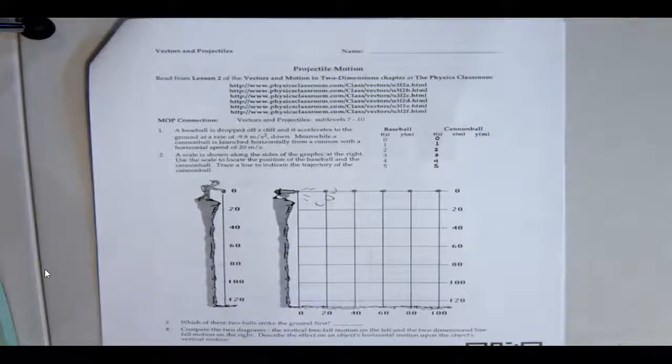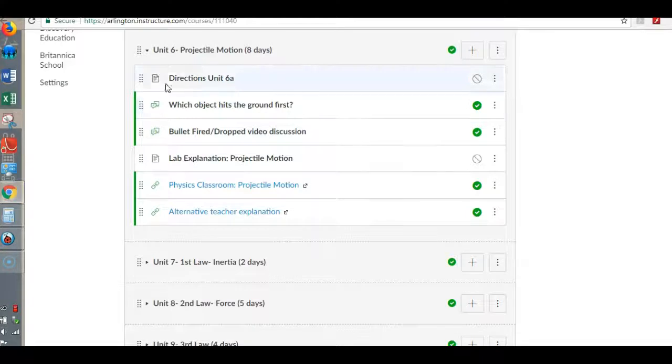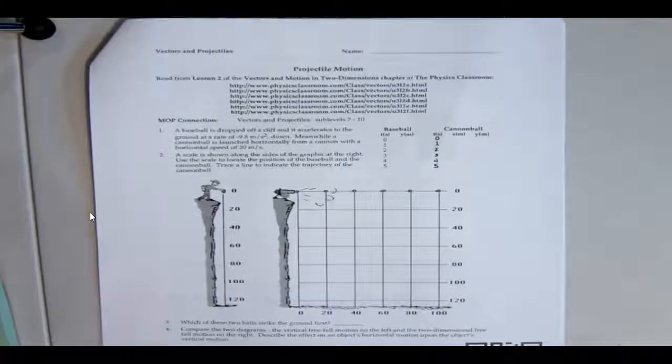Okay, projectile motion. This is usually the first big hurdle that blows everybody's mind. One thing before you've done this, make sure you go onto Canvas and complete the first discussion, which says which object hits ground first, and then watch the video and share what you've watched on the discussion. With that being said, let's do this page.